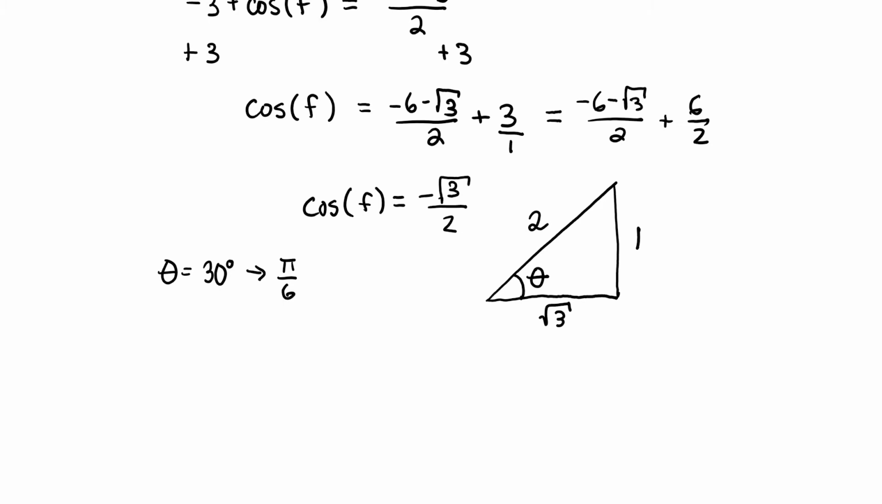Now, we're still not there yet, because pi over 6 is what the angle would be if it was in the first quadrant, and cosine's positive in the first quadrant, but we're dealing with negative root 3 over 2. Well, remember from our previous discussion that cosine is positive in the first and the fourth quadrant.